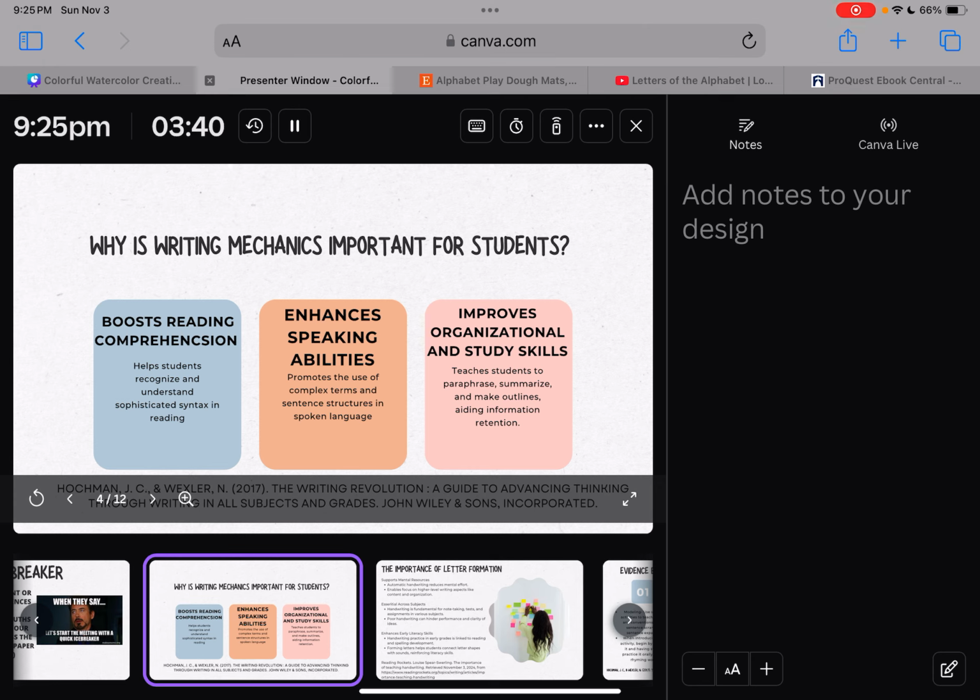I always think that this is really interesting, because you think, oh, well, writing, how are we going to be organized when we do that? But there's so much organization that goes into writing. You're paraphrasing, you're summarizing, you're making outlines. There's so many different things that go into that. So when a student has those writing mechanics down, it's actually going to help them in many different areas across the board.